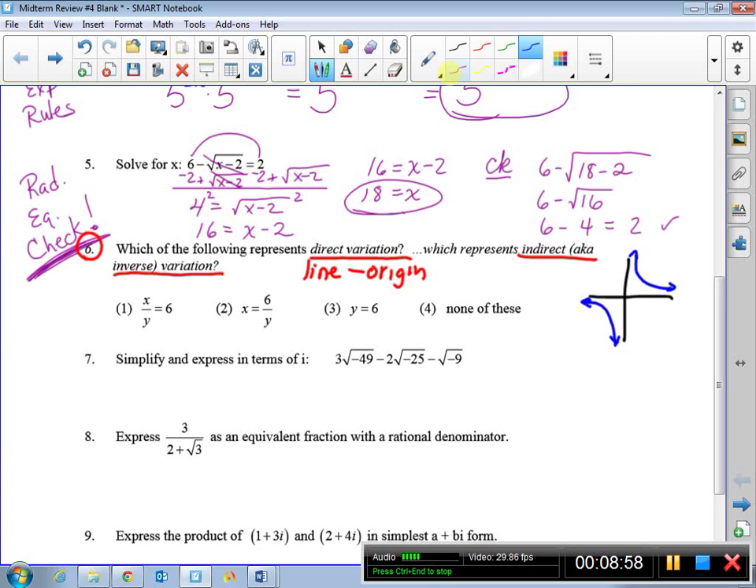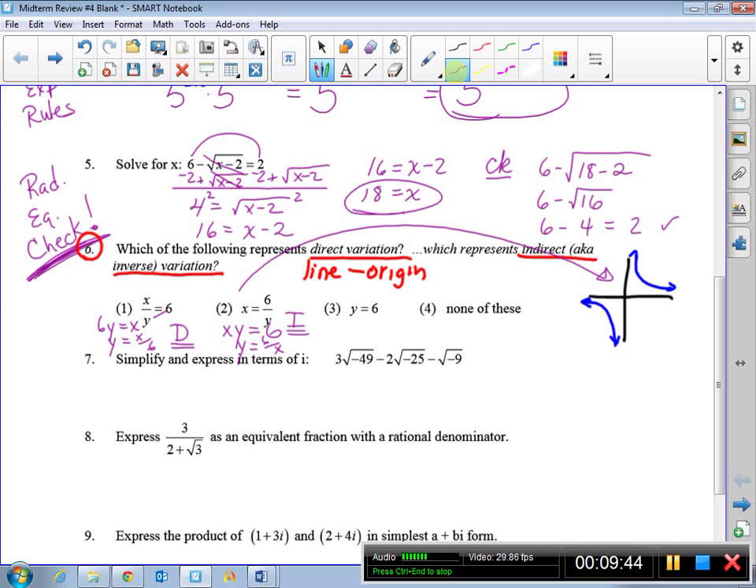So let's see what we have here. We can play with these a little bit. This one I could cross multiply if I wanted to, get 6y equals x, and then sure enough y equals x over 6. That's a line with a slope of 6, so that one is direct variation. This one I can cross multiply. I get xy equals 6, so I can already tell xy equals 6. That product equals a constant. That's indirect variation. If you graph y equals 6 over x, you would see something that looks like that.